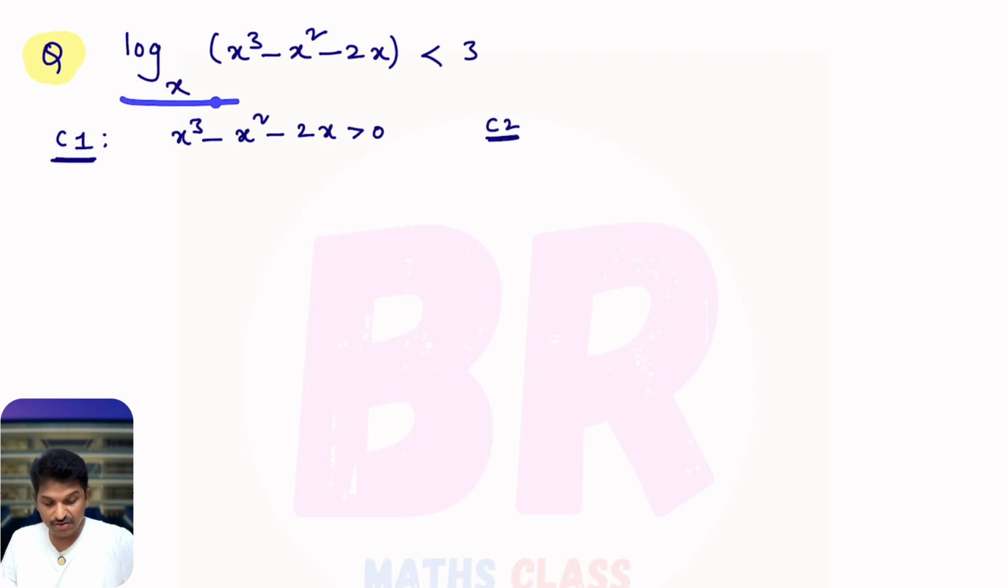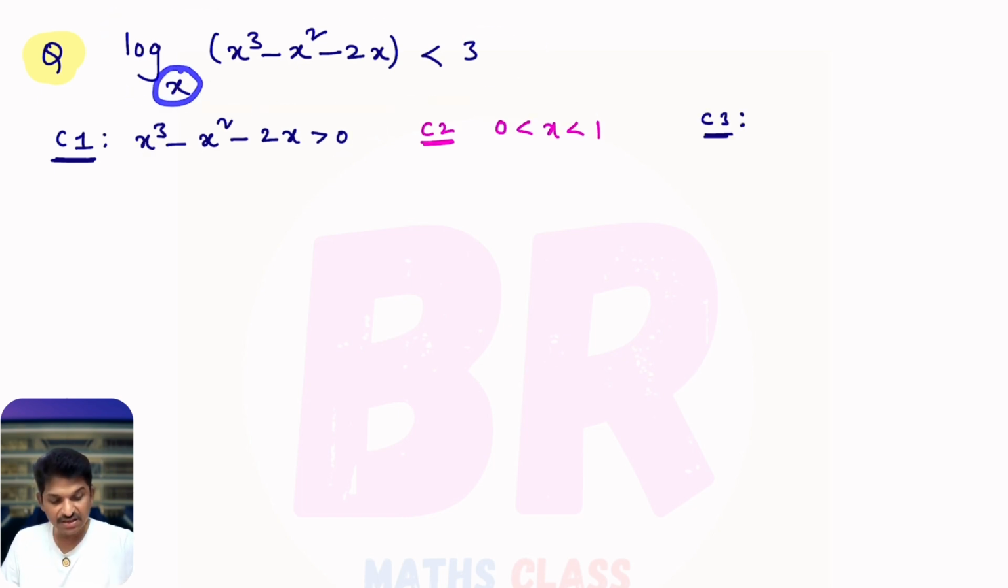In the second case, I'll solve this inequality and check that the base x lies in between 0 and 1. When the base lies in between 0 and 1, I'll solve this inequality. In case 3, I'll check the base x is greater than 1, and solve this inequality when base x is greater than 1. At the end, I'll take the intersection of all three cases.